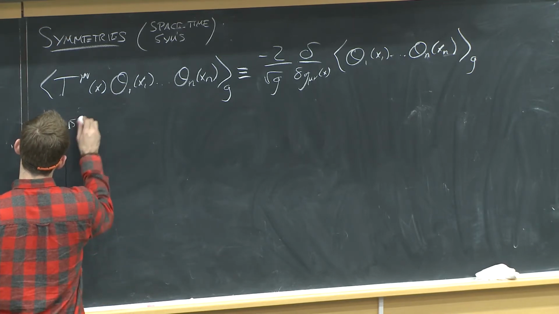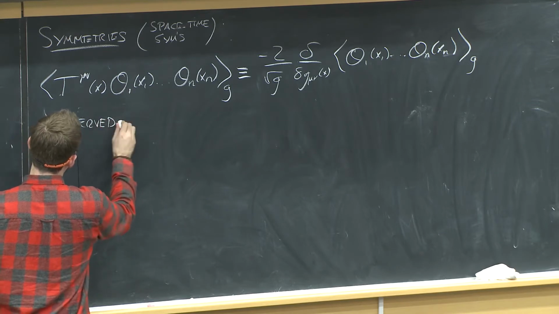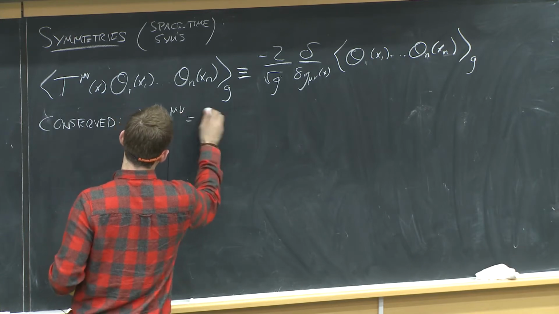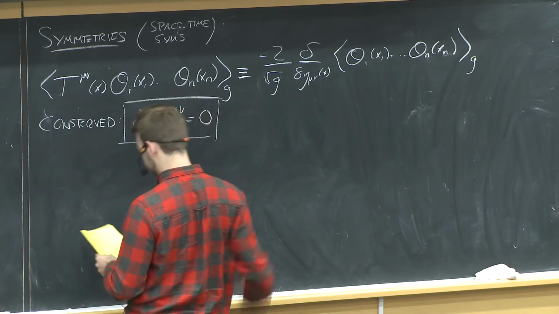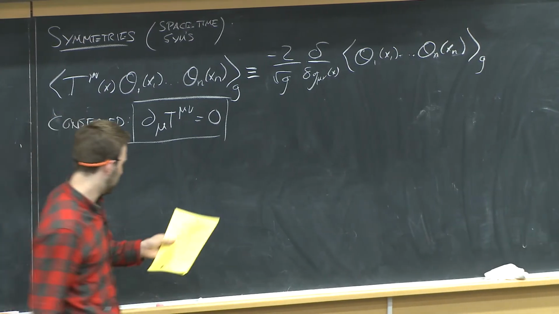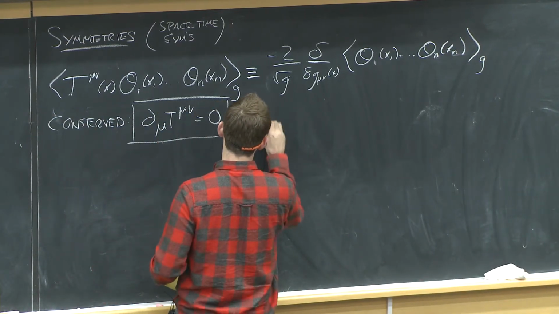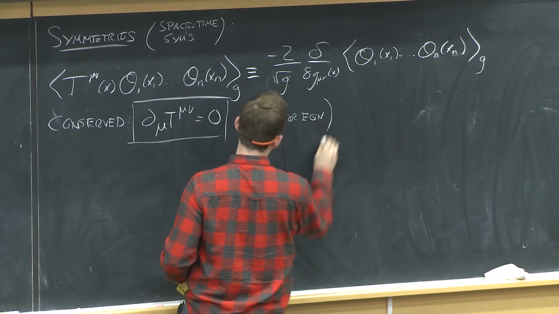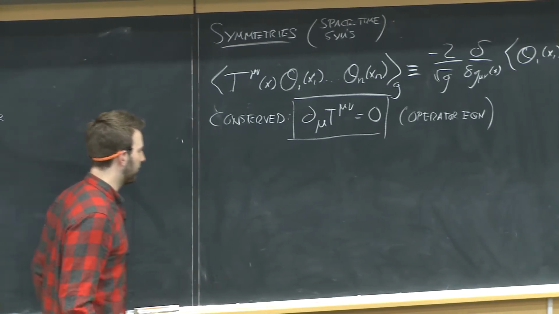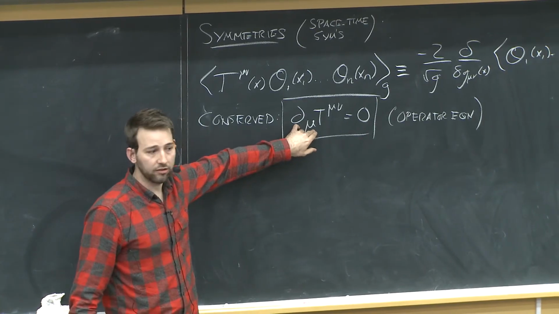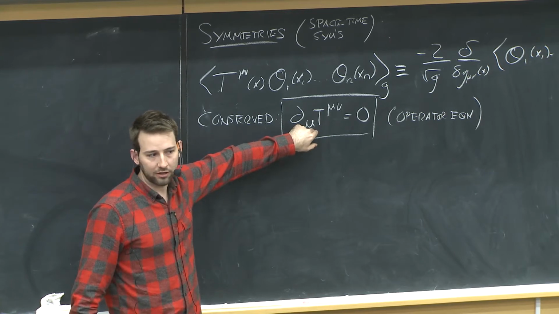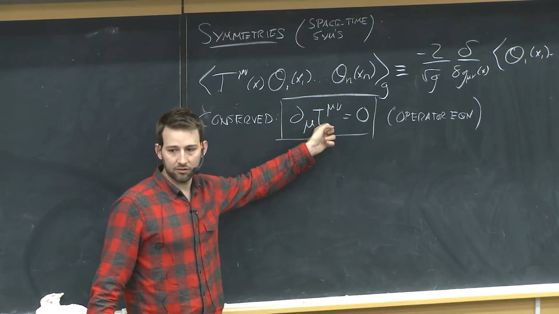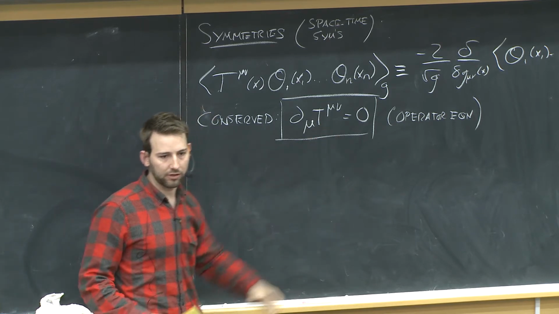And famously, the stress tensor is a conserved operator. This is an operator equation. And what I mean by calling it an operator equation is that this is something which is true in correlation functions with the possible exception of contact terms, meaning that this derivative is 0 unless I'm inserting this thing that's supposed to be 0 at the same point as some other operators already located.